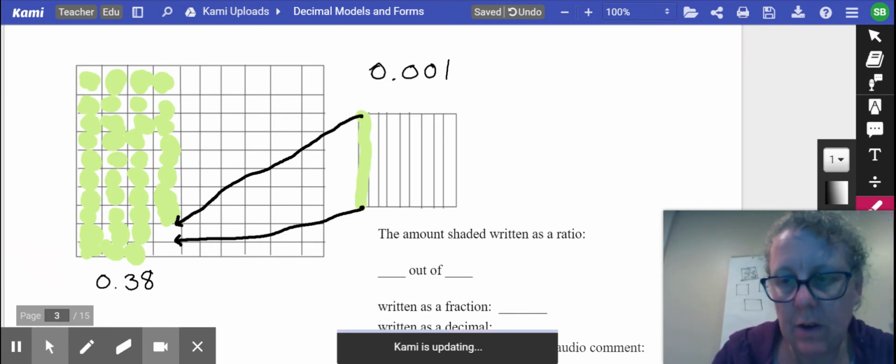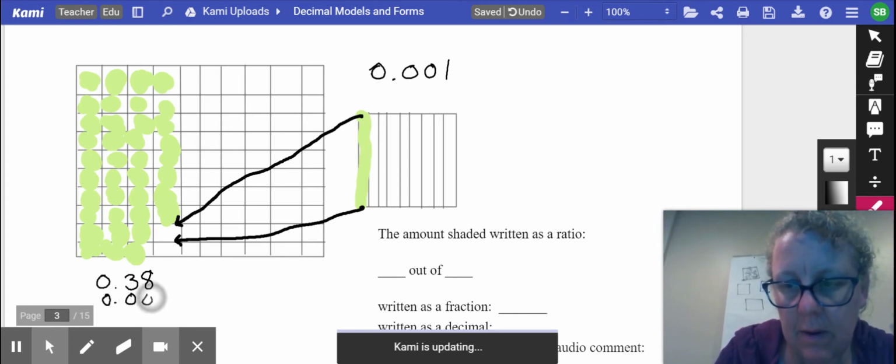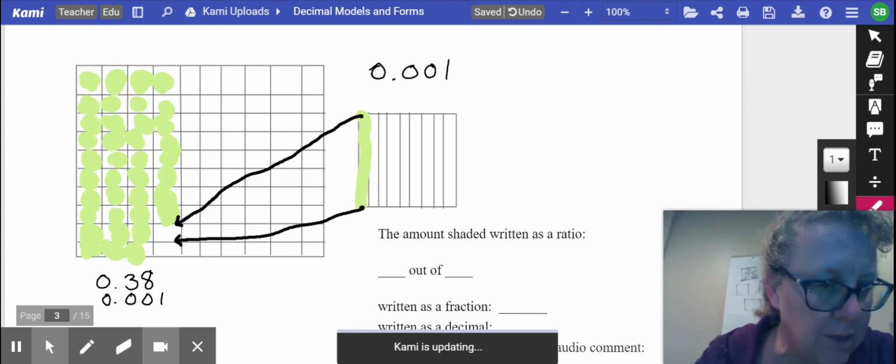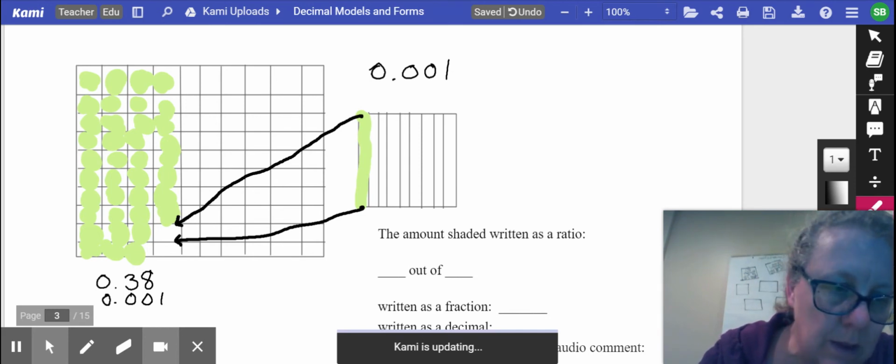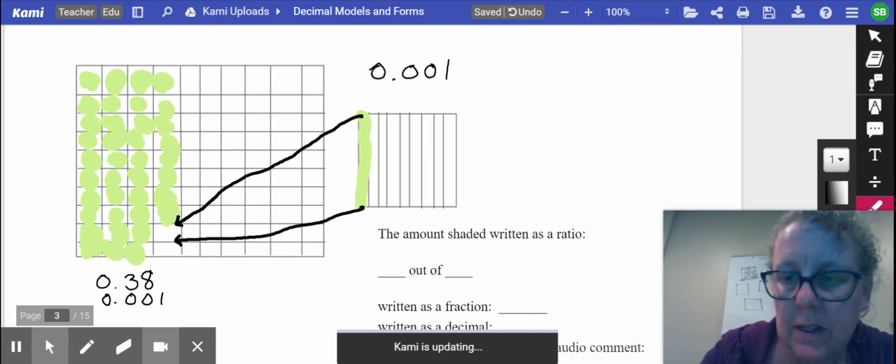If I try to add those up, I have to line up my numbers by their place value. So that means the zeros in the ones place, the 3 and the 0 in the tenths place, the 8 and the 0 in the hundredths place, and the 1. See how these line up if I add them together?